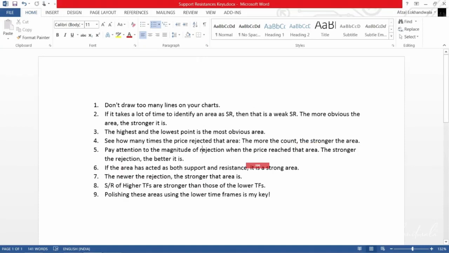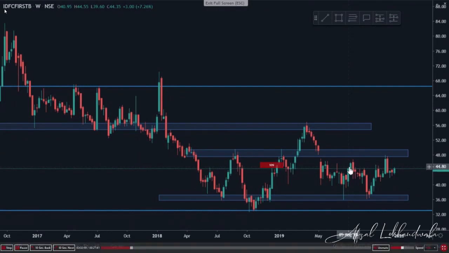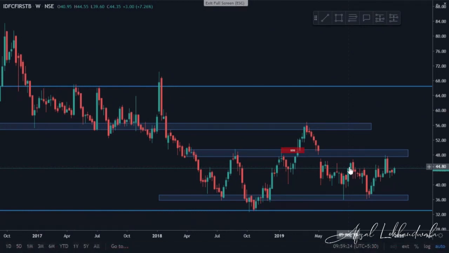The second point. If it takes a lot of time to identify an area as a support or resistance, then that is a weak area. The more obvious the area, the stronger it is. So what it means to say is, when you look at an area, if the area requires a lot of zooming in, a lot of focus for you to identify it, then that area is a weak area. The easier it is for you to identify an area, the stronger the area is.